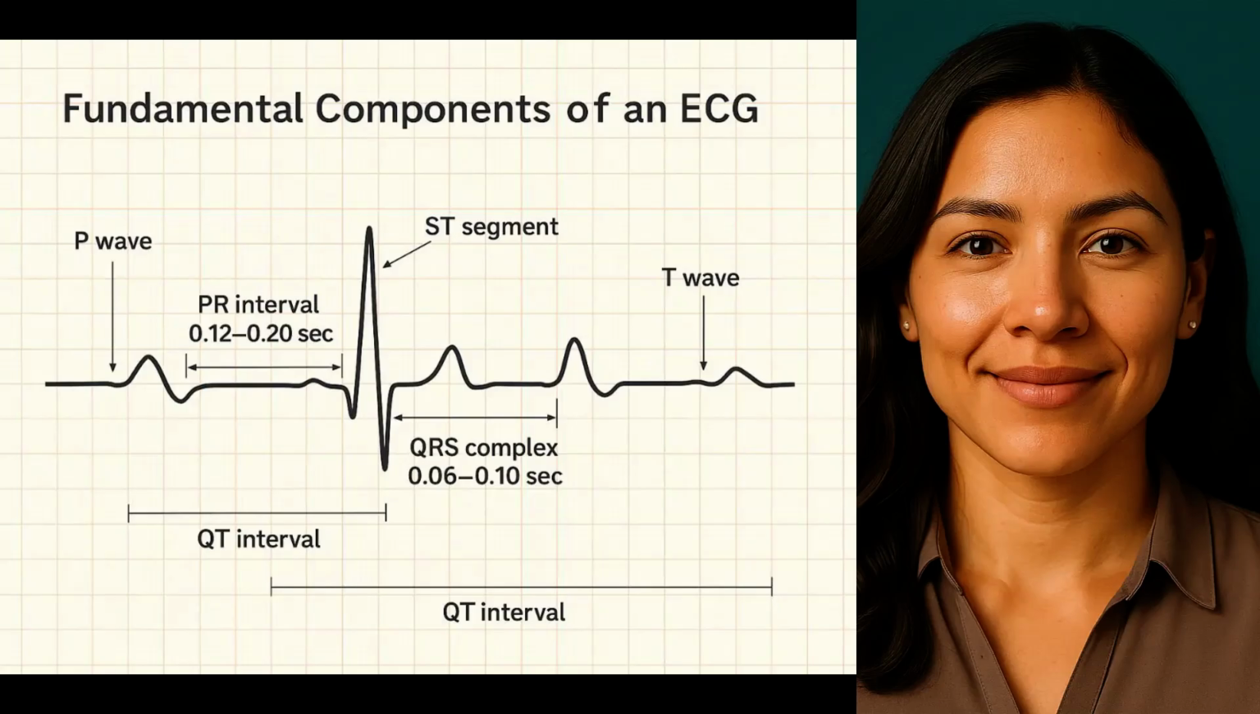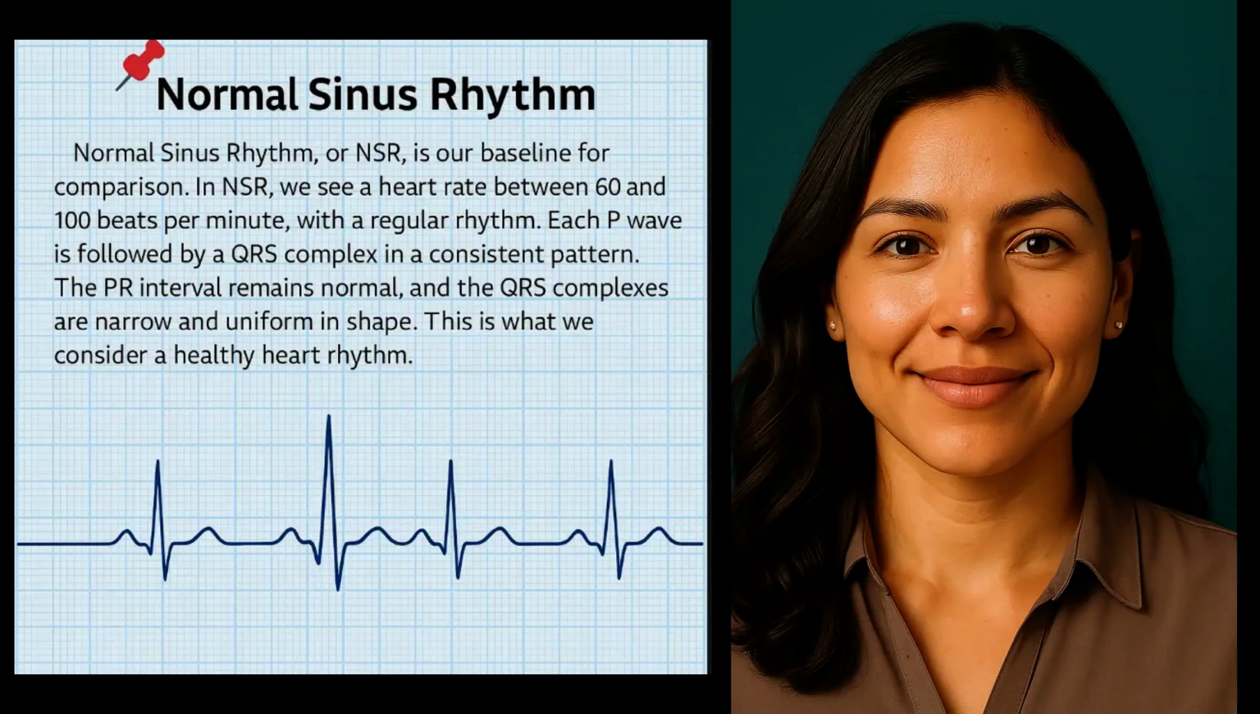The P wave represents atrial depolarization and should appear as a small, smooth, rounded bump. The QRS complex shows ventricular depolarization and appears as a larger spike pattern. The T wave indicates ventricular repolarization. For normal measurements, the PR interval should be between 0.12 and 0.20 seconds, while the QRS duration typically ranges from 0.06 to 0.10 seconds. Normal sinus rhythm, or NSR, is our baseline for comparison.